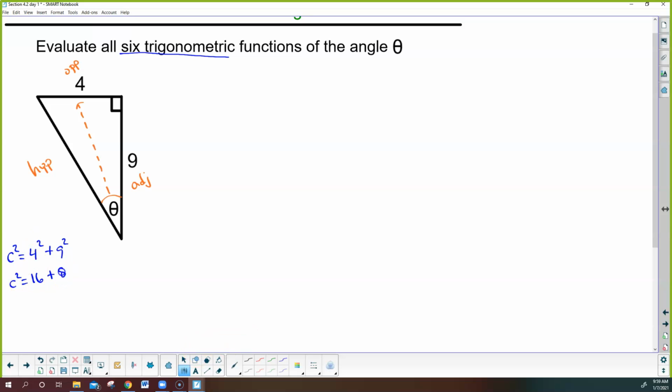So 4 squared is 16. 9 squared is 81. That's going to give me 97. Right? And then if I take the square root of both sides, I get the square root of 97. Now, we should look to see if that reduces. But I think 97 is a prime number that nothing really goes nicely into it. So we're going to leave it as the square root of 97.